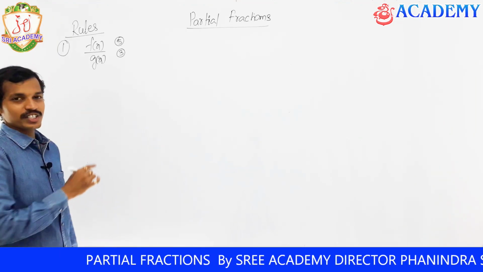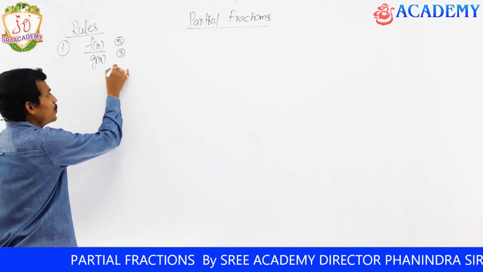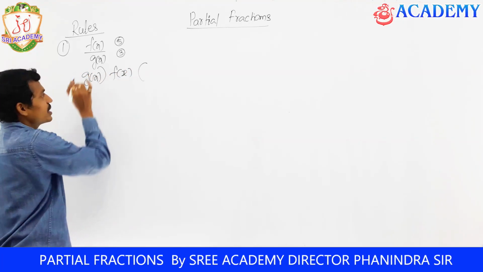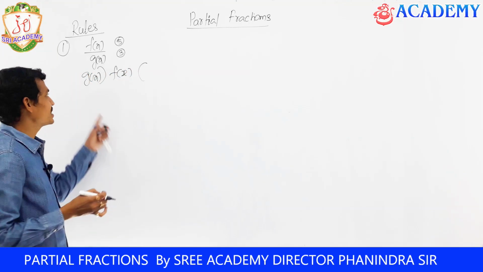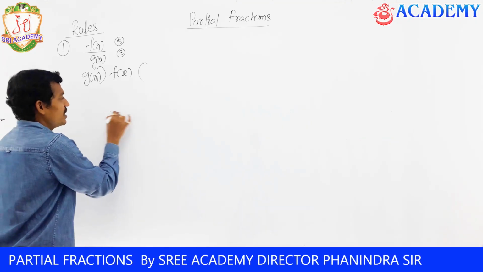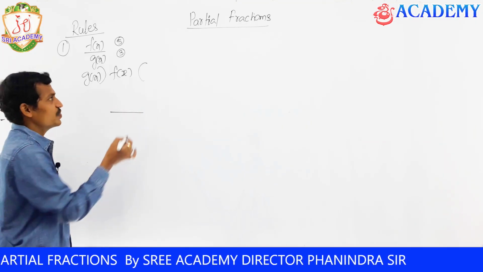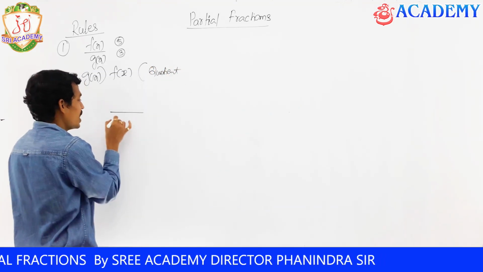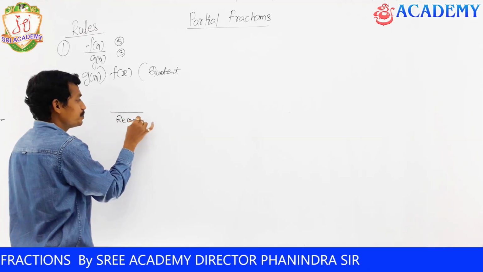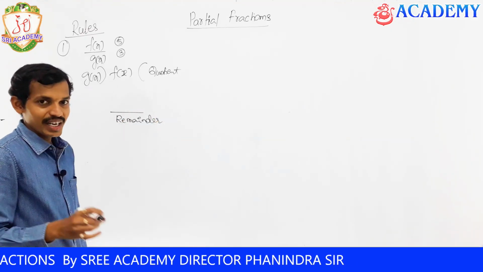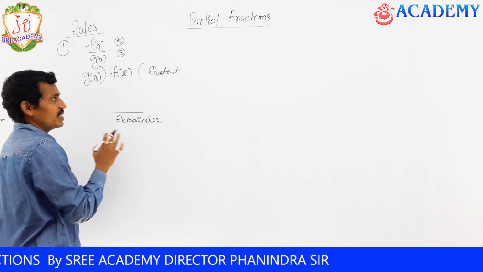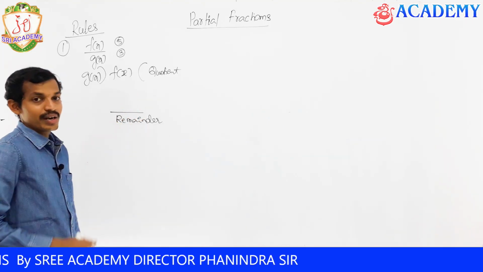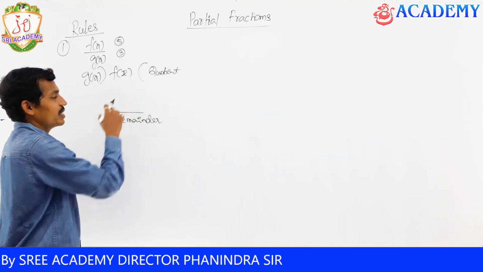When an improper function is given, first of all you have to divide the numerator by the denominator. Here the denominator is the divisor, that is g of x. By dividing f of x with g of x, you will get two values. One is a quotient, another one is a remainder. By using this quotient and remainder, we will write one equation. Before that, we'll see how we are dividing.